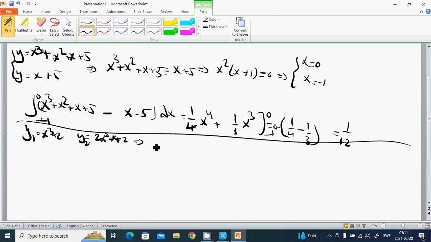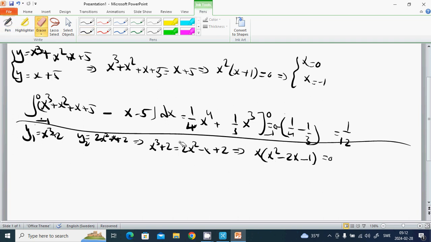Then we use x^3 plus 2 equals 2x^2 minus x plus 2. Then x multiplied by x^2 minus 2x plus 1 equals 0. Here x multiplied by (x minus 1) to the power of 2 equals 0. Then x is 0 and x is 1.